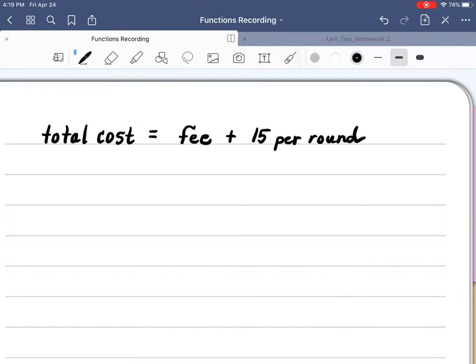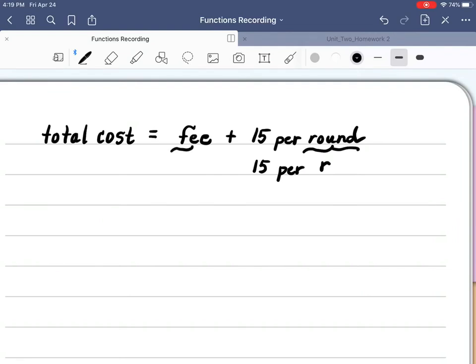Now we don't know how many rounds of golf he's going to play. He doesn't know. When he's paying this fee, think about this. If John had paid his fee in January of this year, and then the coronavirus came, he's not going to be playing a lot of rounds of golf. On the other hand, if he decided to play every day, he's going to be playing a lot of rounds. So the rounds of golf are unknown, and I'm going to call that R. You can use X, whatever you want, but I like R. So $15 per R, per round.